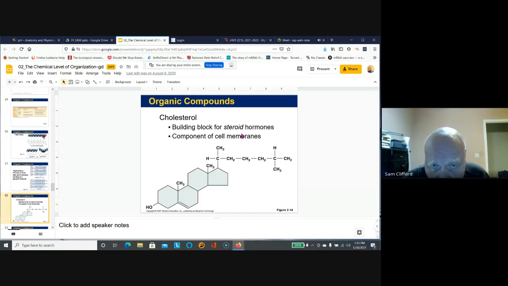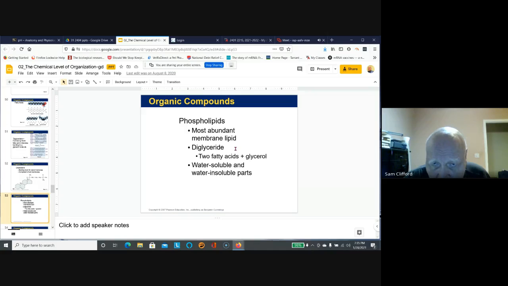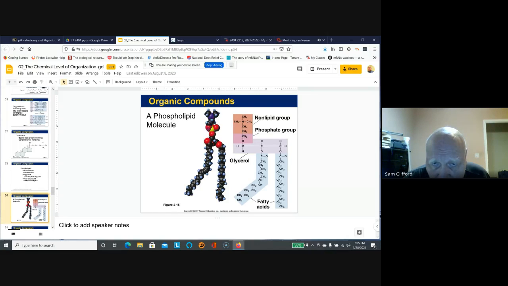Make sure you just recognize cholesterol, and it's a 4-ring structure. It's the building block for steroid hormones, estrogen, testosterone, aldosterone, and it's a component of cell membranes. Phospholipids, very important. So a phospholipid has 2 hydrocarbon hydrophobic tails, and it has 1 hydrophilic or polar head. And we talked about how those are put together to form cell membranes.